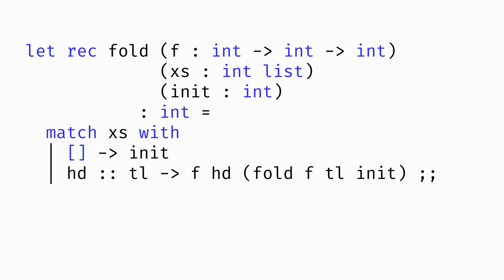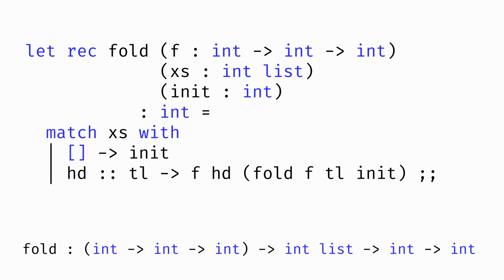Its type is int to int to int, to int list to int, which is one of the more complex types we've seen in OCaml. But it makes sense if we look at each part of that type and understand what each part is doing. First, we need a function that takes 2 integers and outputs a third, maybe a function that adds 2 numbers or multiplies 2 numbers. Then we need an integer list to process. Then we need the starting value for the accumulator, and then the output is some integer result.